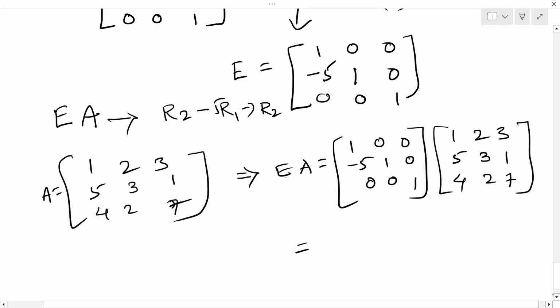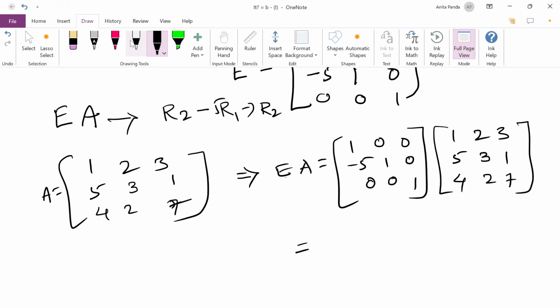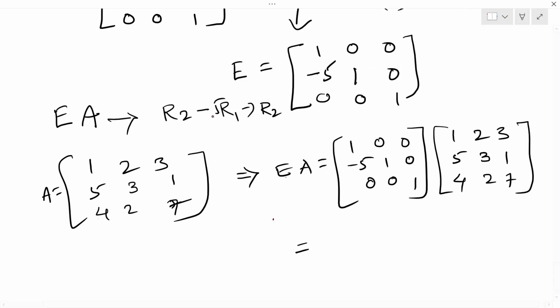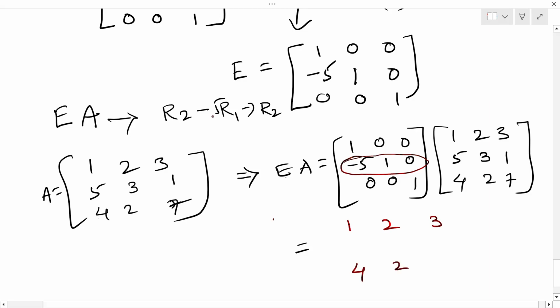When this matrix is multiplied from the left hand side, then a row operation takes place. If the matrix is multiplied from the right hand side, then a column operation takes place. Now tell me, what will be the result? There will be only one change, in the second row. The rest of the rows will remain the same. First row I write as it is. Third row also I write as it is.